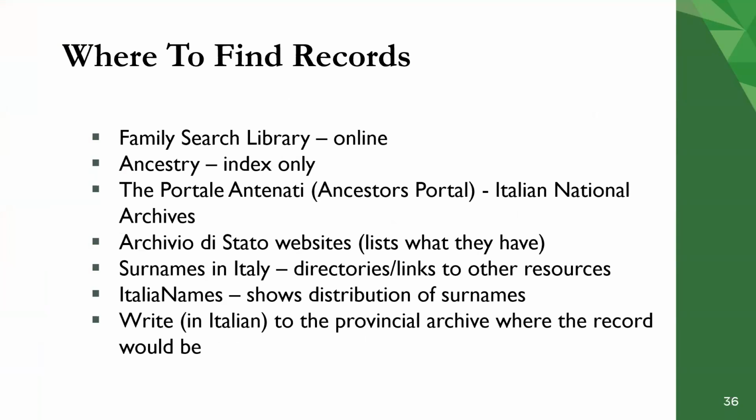Ancestry only has an index. And then we have the Italian National Archives, which is a relatively new website where they're putting up as many of the records as they can possibly put up. It's still in the stage of adding more and more records, but it's called the Ancestors Portal. That's the way you'll find it on Google or Bing or something like that. Just type in Ancestors Portal and you'll find it.